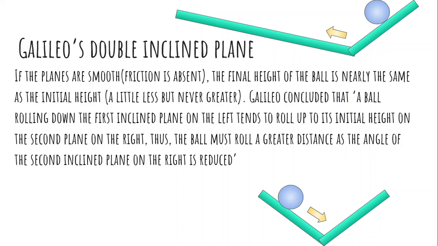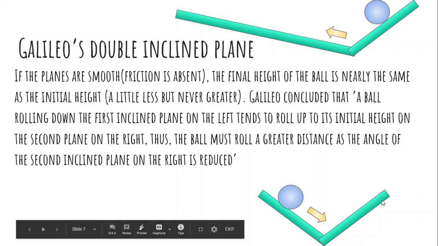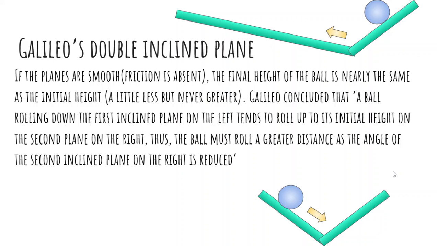Over here the picture is a bit reversed, but you can get it. The ball must roll a greater distance as the angle of the second inclined plane is reduced. And in the bottom picture over here, you can see that both sides are the same, so it's going to go to the same height.